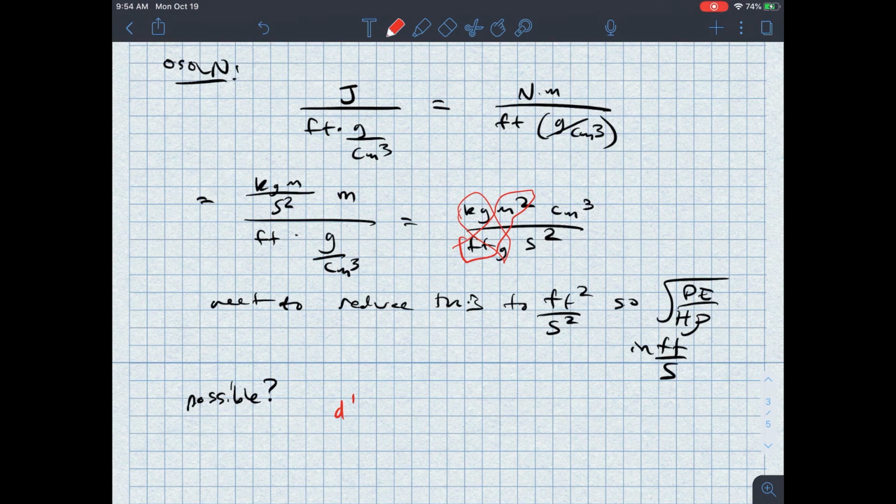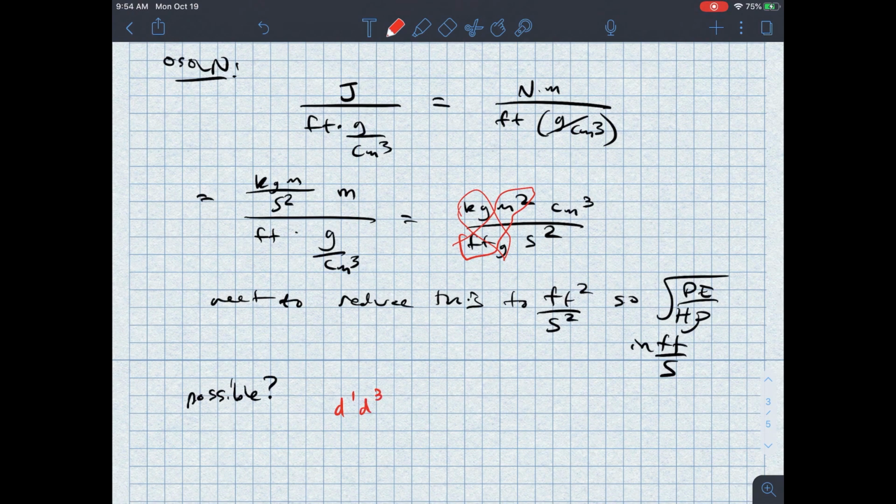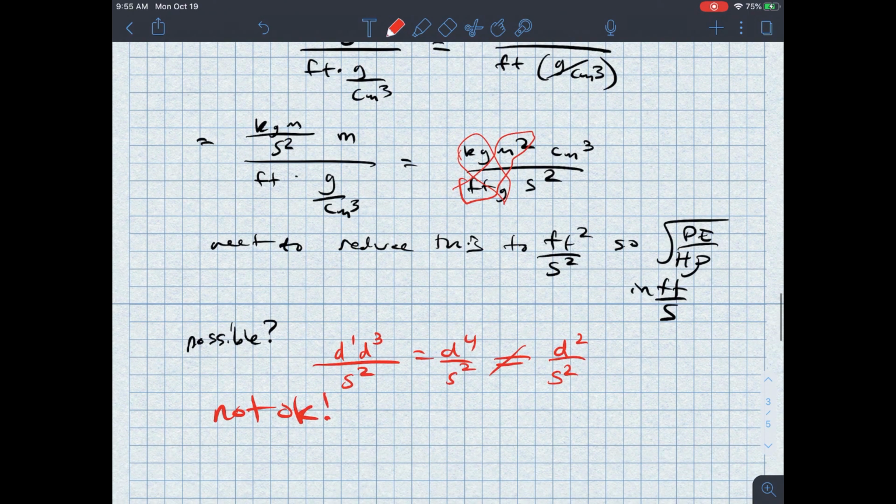And then I've got centimeters cubed. So I'm going to have distance to the first times, centimeters also is a distance, so this is distance to the third over seconds squared. So I've got d to the fourth over seconds squared, which is not the same as distance squared over seconds squared. So not okay. This equation does not make sense.